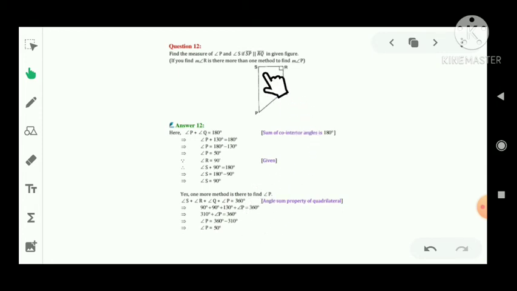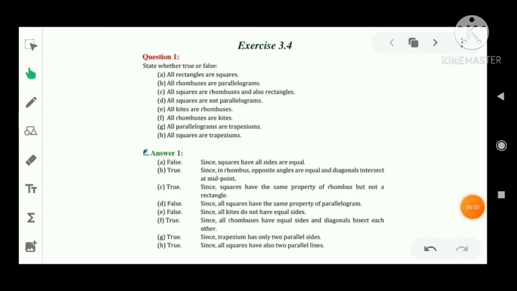So angle S we have to find out. Angle P's value is 50 degrees, angle Q's value is 130 degrees, and angle R's value is 90 degrees. So when we find out the value of angle P, its value will be 50 degrees. Now I hope you are able to complete exercise number 3.3 easily.